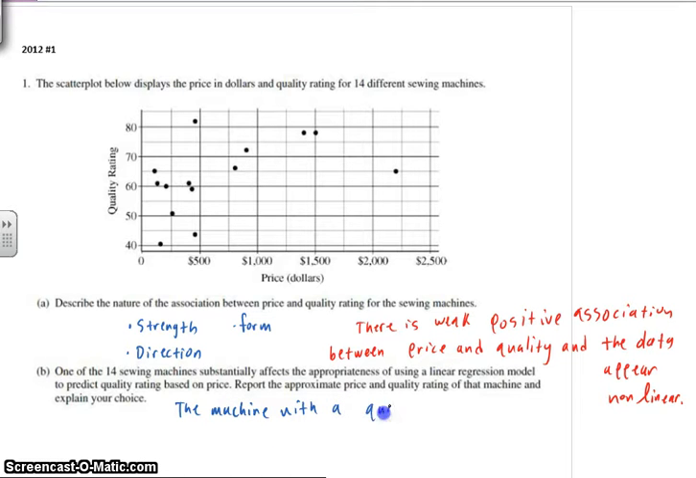with a quality rating of 65 and approximate price of about 2,200. Okay, and we had to just explain our choice. So clearly this point just doesn't fit the pattern of the other points. So how can we say that?